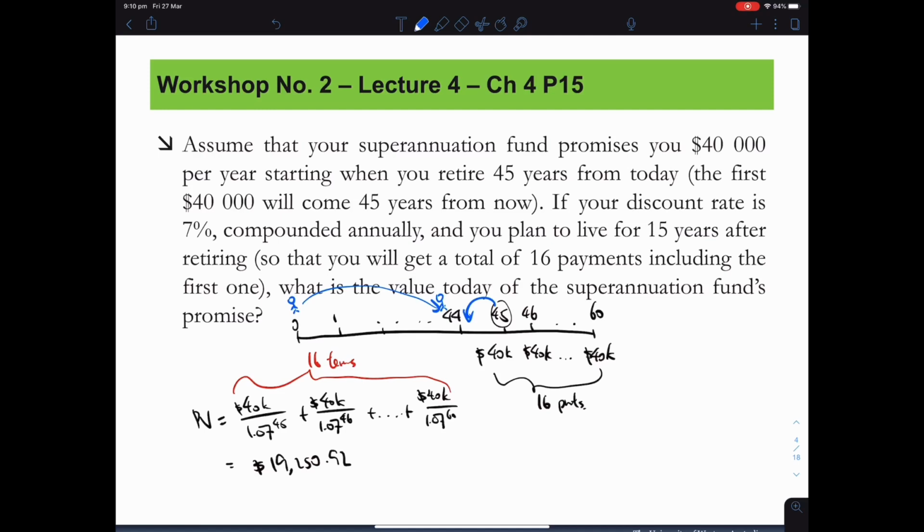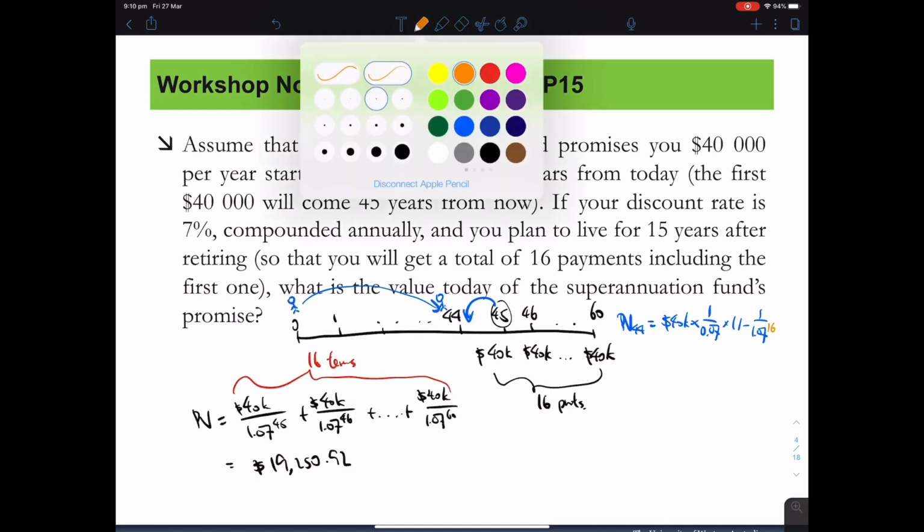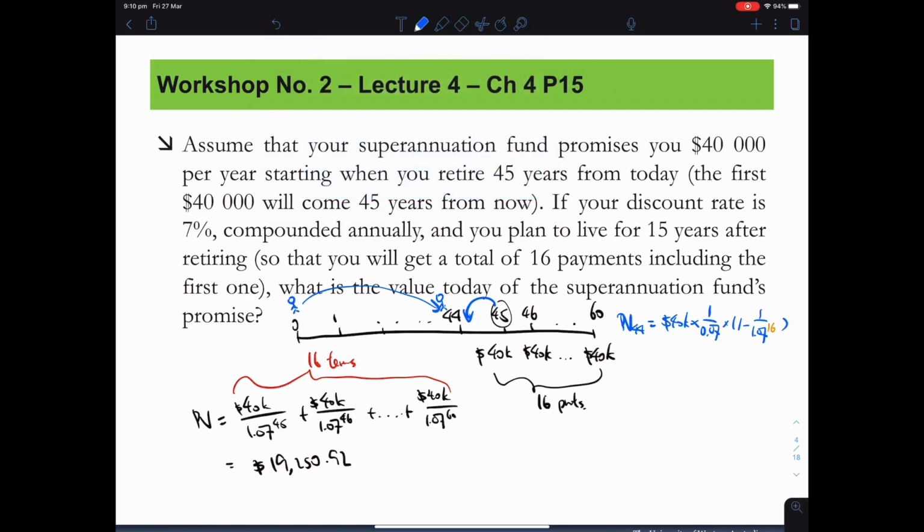So this present value at year 44 becomes an annuity: 40,000 divided by 0.07 times 1 minus 1 over 1.07 to the power of n. And what is the number n here? Very important. That number is going to be 16, because there are 16 payments. That's very important. And that will give you $377,865.94.